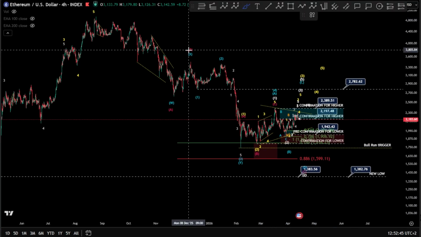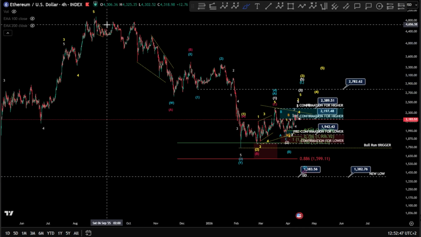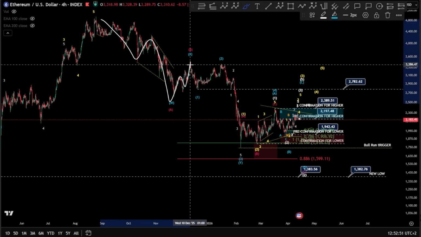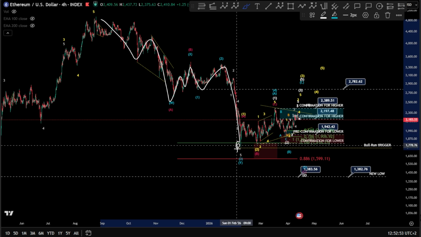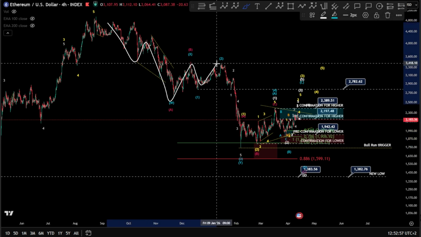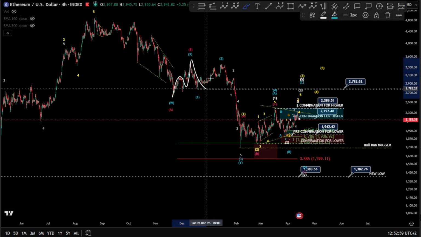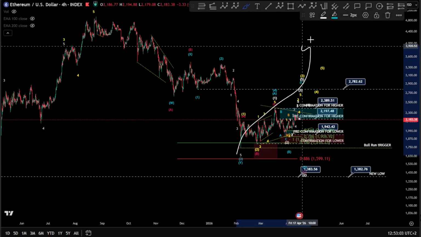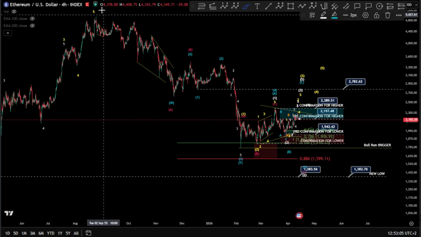Now, the other phase that we have for this correction as a complex structure can be a W and X here, and a wave Y finished over here with this low, meaning three waves up, and then three waves down. Finished wave Y, and we're looking for something toward the upside, starting with this structure.